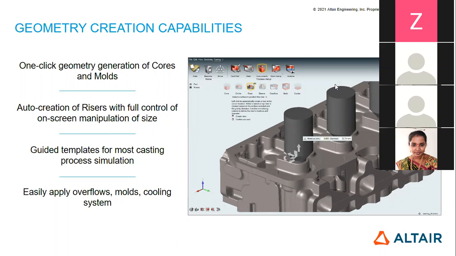Suppose you have imported a complete shot of your casting. Complete shot means including the feeding system as well: gate, runner, overflow, riser. That is known as the complete shot. If you have imported a complete shot for the feasibility check, to see whether your complete shot is okay or not, and you want to make some modification, then these types of geometry related modifications can be done very easily.